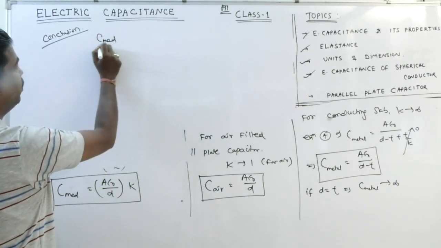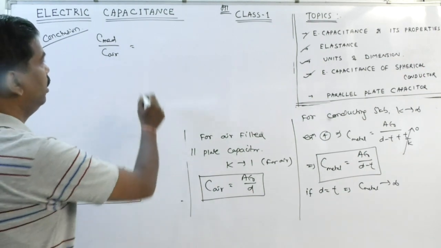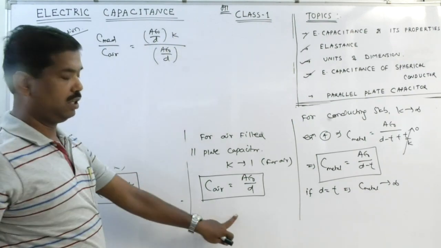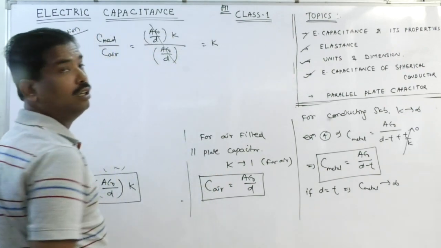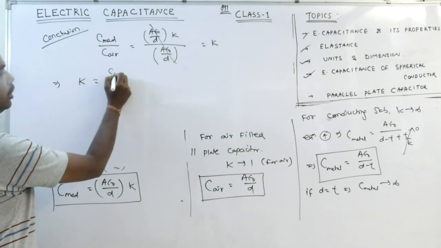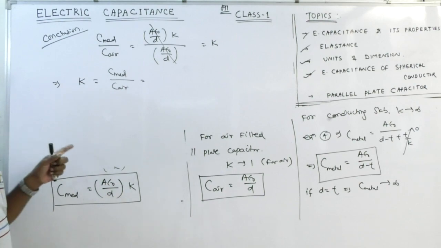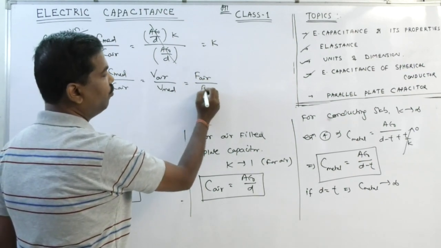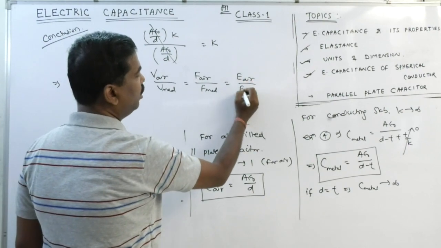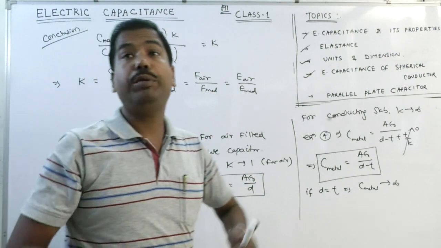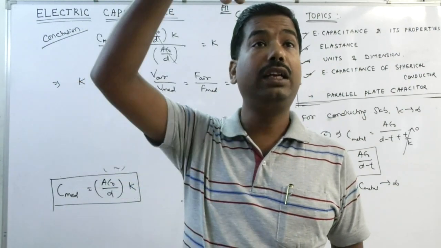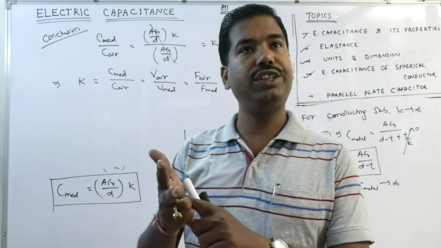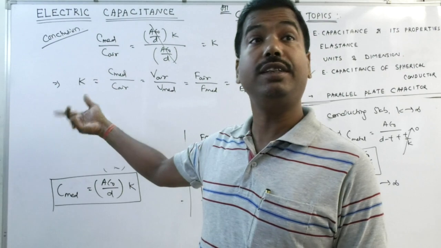Therefore, capacitance in medium by capacitance in air is found to be A epsilon 0 by D into K divided by A epsilon 0 by D. Clear? So they get cancelled, and it is found to be K. So I can write the dielectric constant as C medium by C air. But earlier we know potential in air by potential in medium, force in air by force in medium, electric field in air by electric field in medium. What is the conclusion? If a dielectric slab or any medium replaces air between the two parallel plates, potential decreases, electric field decreases, electrostatic force decreases, but the capacitance increases.